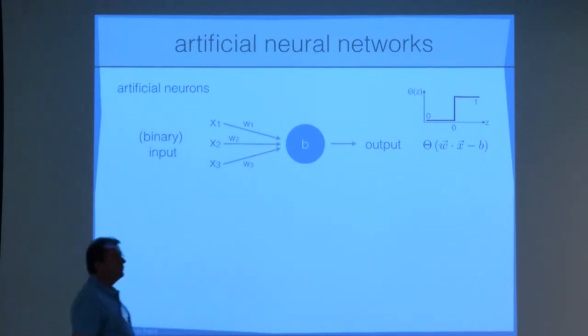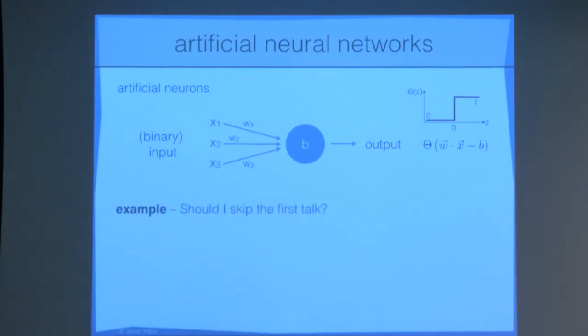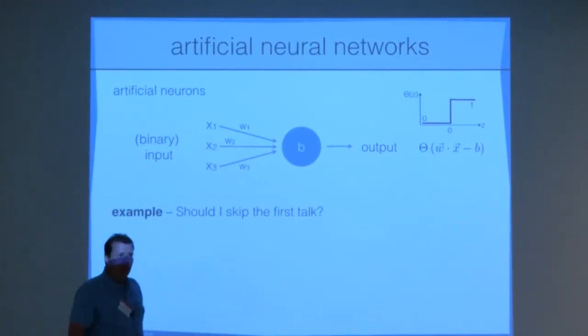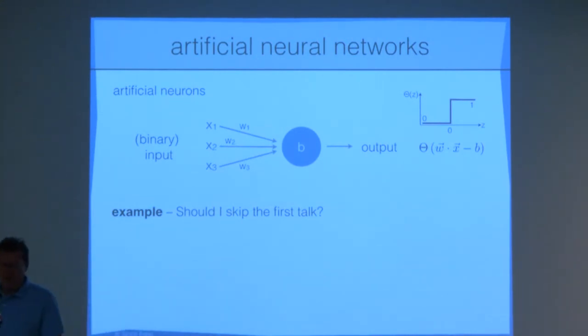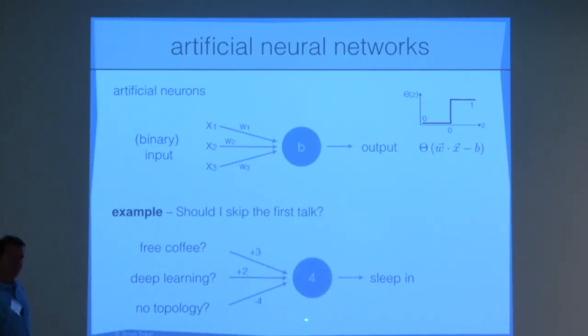So no. Let's do this by example. Let's try to take a single neuron and see what its capacity is. So, you in this morning, like my cohort of speakers, ask yourself this very principal question: should I skip the first talk? So you have a couple of inputs that you consider there. Is there free coffee? Is there deep learning? And really no topology in the first talk? So you will put weights on these things, and then have some bias, and then come to some decision.